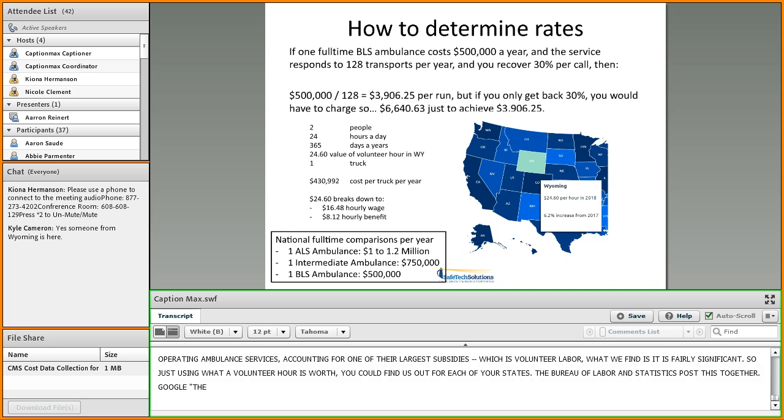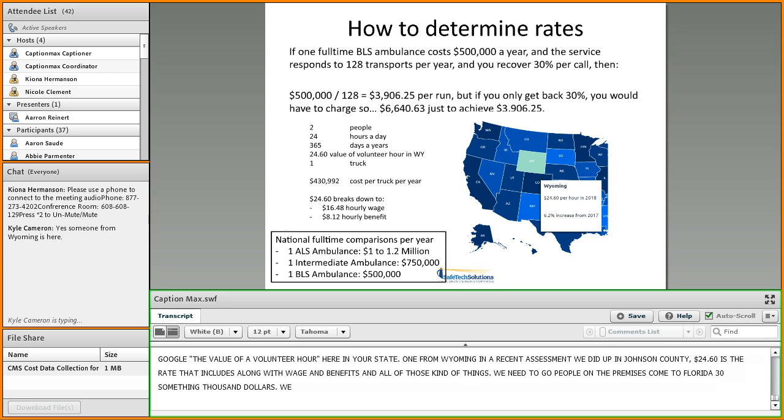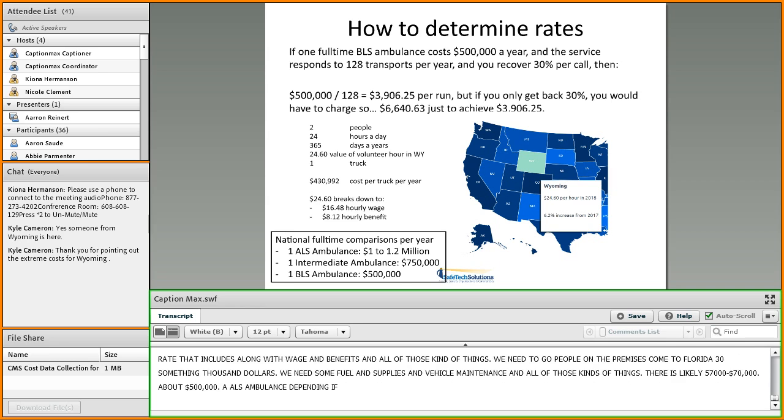But let's see. If we paused for a moment and actually calculated the true costs of operating ambulance services, accounting for one of their largest subsidies, which is volunteer labor, what we find is it's fairly significant. Just using what a volunteer hour is worth, you can find this out for each of your states. The Bureau of Labor Statistics puts this together. Google the value of a volunteer hour in your state. I happen to have one here from Wyoming, from a recent assessment we did up in Johnson County. $24.60 is the number that includes an hourly rate along with wage and benefits and all of those kinds of things. Need two people on the ambulance 24 hours a day, 365, you come to about $430-some thousand.